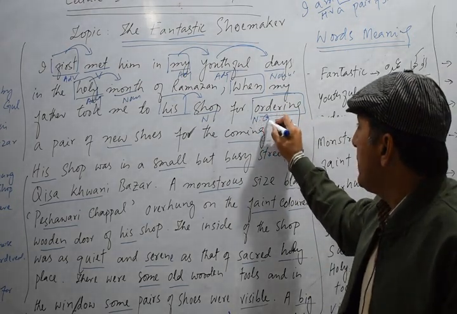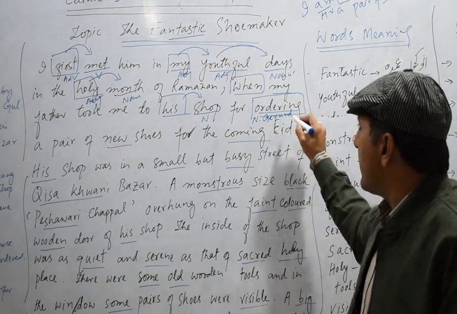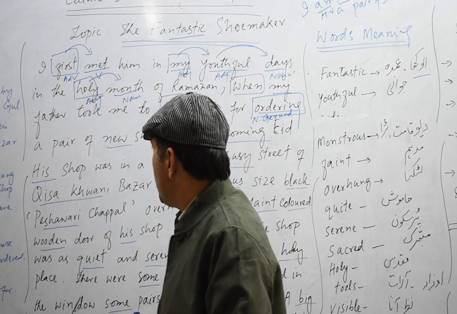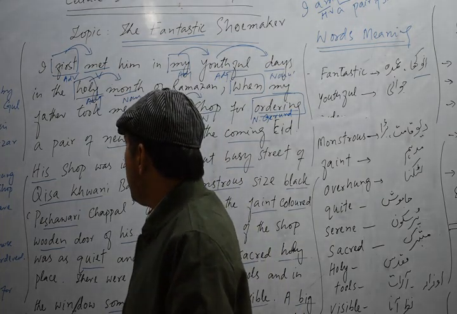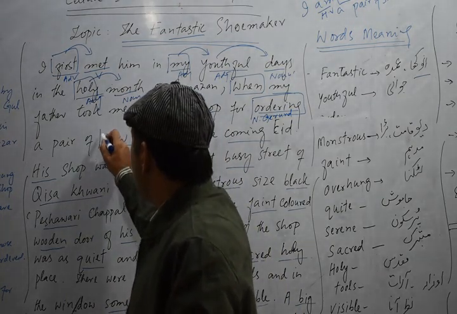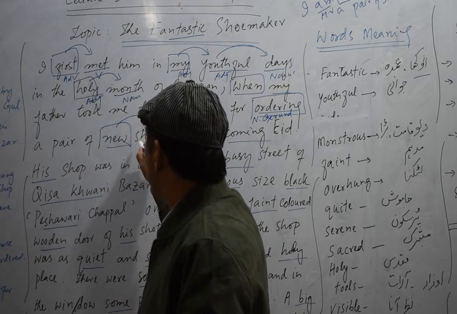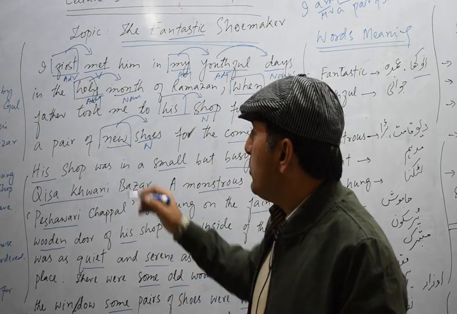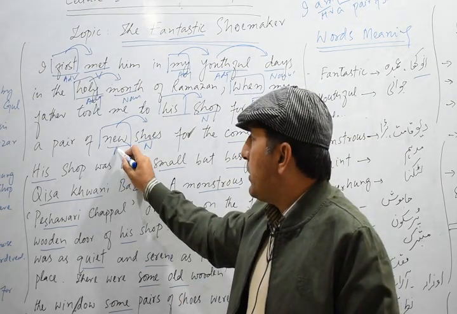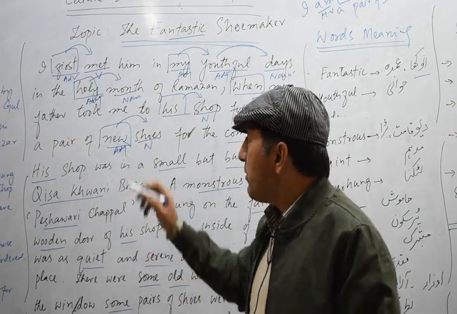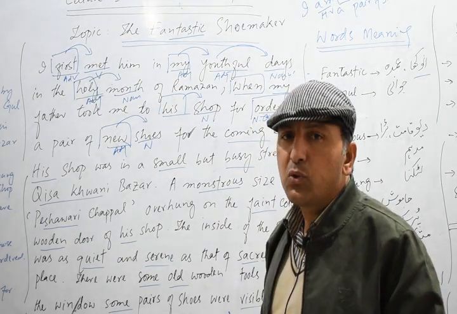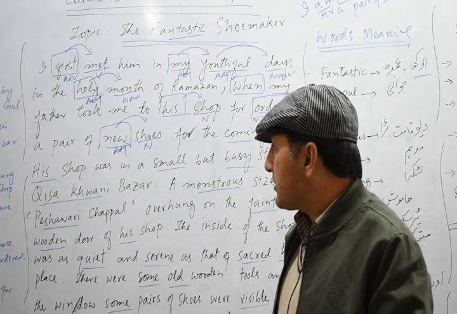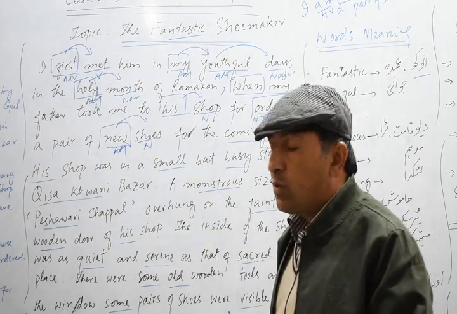And we call it a gerund. A pair of new shoes. Now you see, we have "new." New tells us about the word shoes, and shoes is a noun. So new is also an adjective, because it tells us about the word shoes, and shoes is a noun. So once again we have another adjective, which is new.